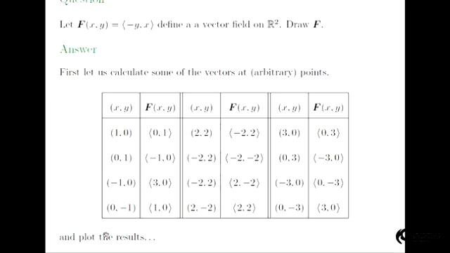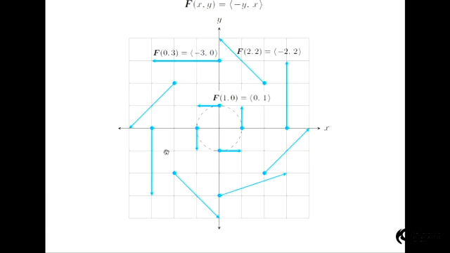Okay, so let's plot the results. In particular, let's just remember that at the point 1, 0, I want to draw the vector 0, 1. So at 1, 0, that's 1 unit along the x-axis. And from there, I want to draw a vector that is 1 unit pointing upward.